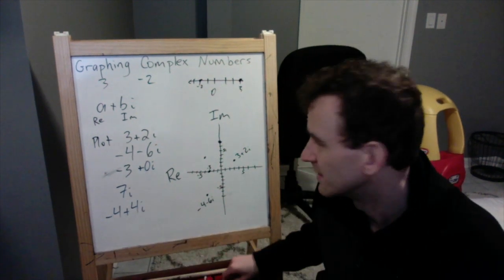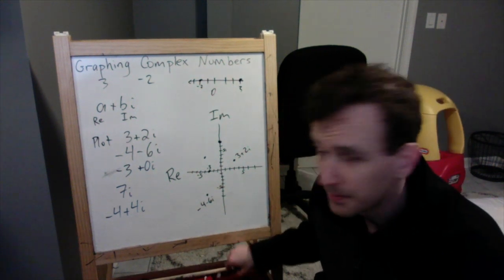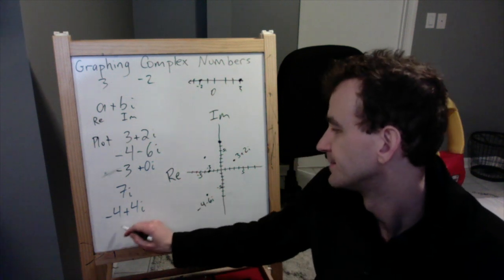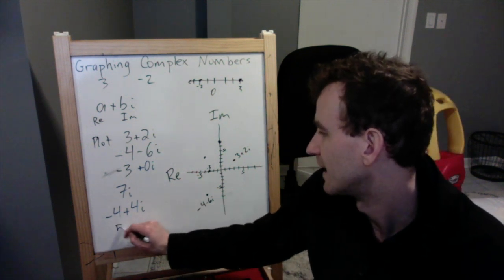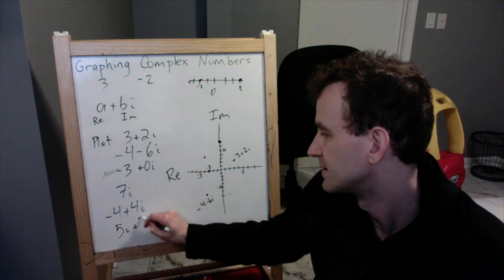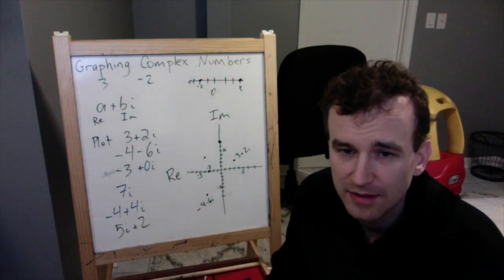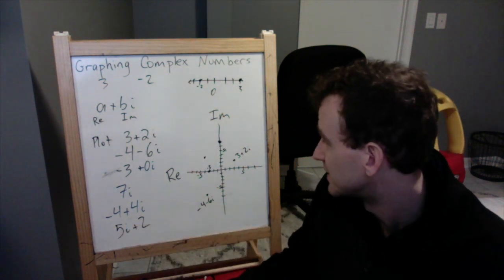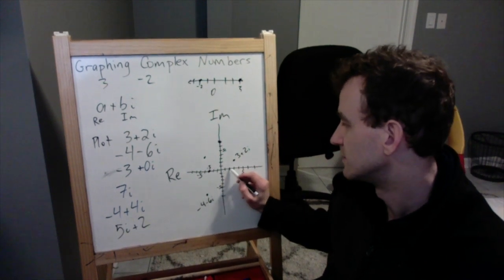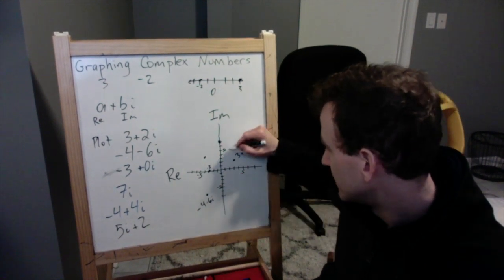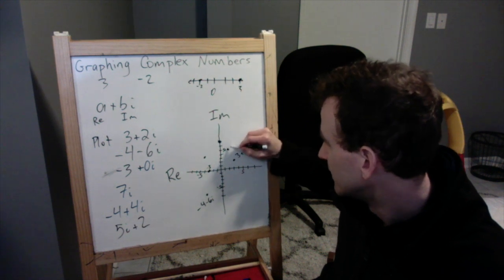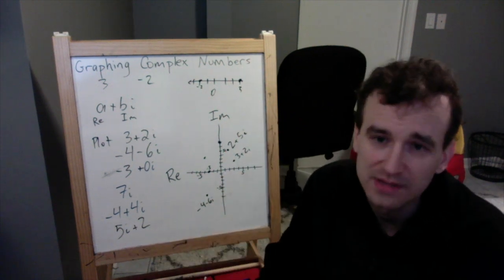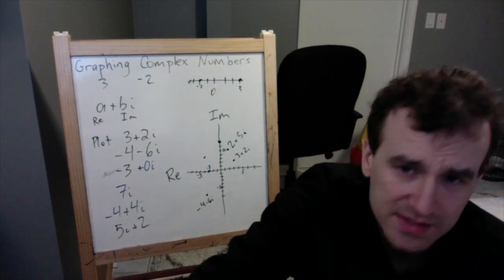The only thing to watch out for is if they switch up the order on you. So if you were going to plot something like 5i plus 2, just make sure you realize that the order's been flipped. The 2 is the real part, the 5i is the imaginary part. So you would go 2 to the right because that's your real axis, and 5 up because that's your imaginary axis. And then right there, if you wrote it in standard form, it would be 2 plus 5i. That's how to graph complex numbers.